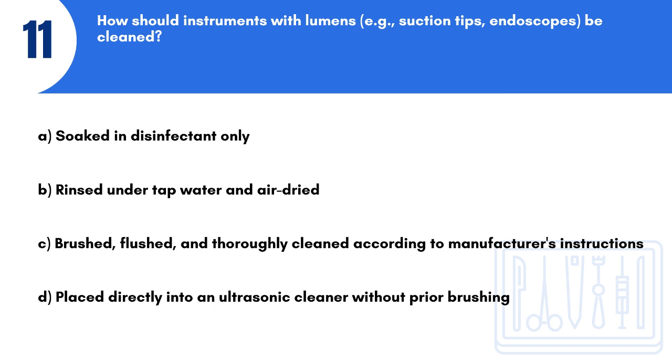Question 11. How should instruments with lumens, e.g., suction tips, endoscopes, be cleaned? A. Soaked in disinfectant only. B. Rinsed under tap water and air-dried. C. Brushed, flushed, and thoroughly cleaned according to manufacturer's instructions. D. Placed directly into an ultrasonic cleaner without prior brushing.